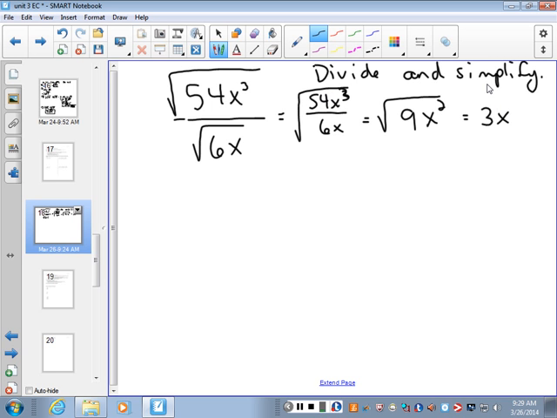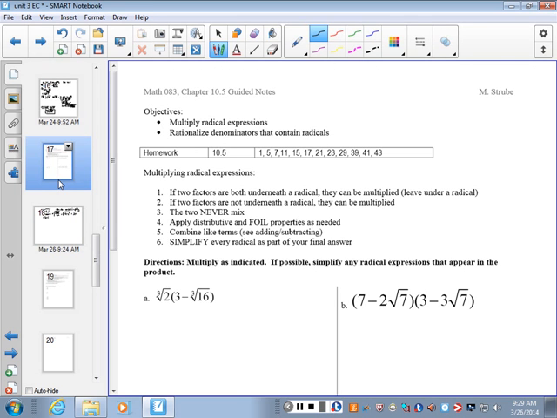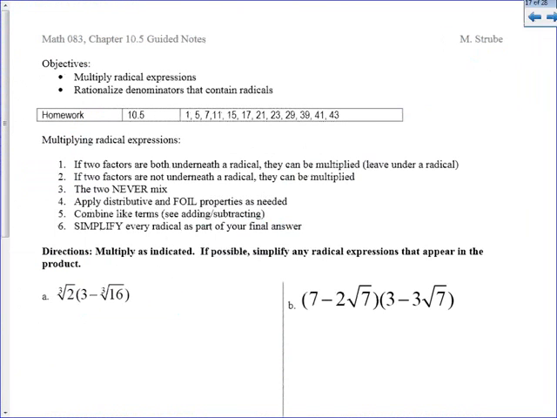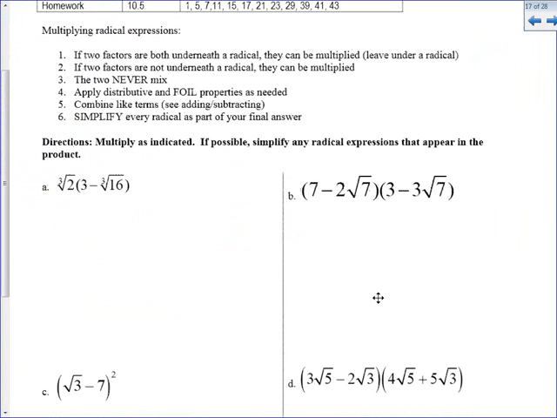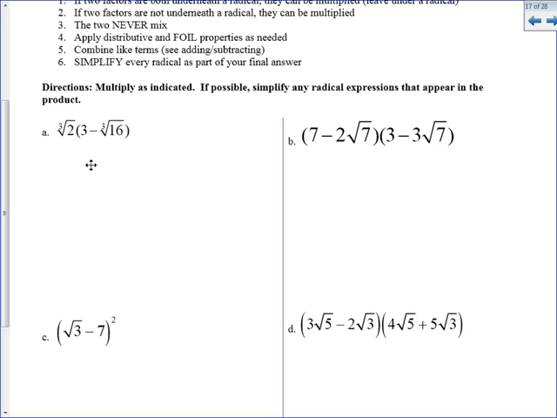So we can always divide radicands. We can also always multiply them as long as we have the same index, the same type of root. So in 10.5, the first thing we're going to do is some multiplying. Directions, again, are very important in this section, particularly because some of the problems look identical but are asking you for something totally different, which is going to be the second part of 10.5. Multiply as indicated. If possible, simplify any radical expressions that appear in the product. So we're going to multiply, and then if we can, we're going to simplify our answer.